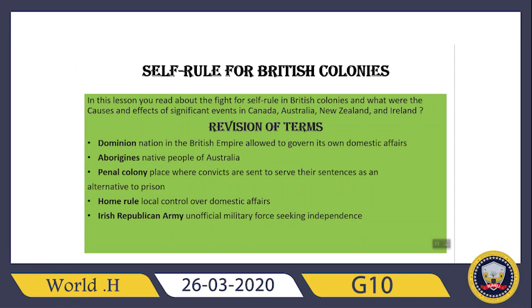Then we have Aborigines. Aborigines were the native people of Australia. Then we have penal colony. A penal colony was a place where convicts, meaning criminals, were sent to serve their sentence as an alternative to prison. It means that for their crime they were sent to these places instead of being sent to prison. Then we have home rule. Home rule means local control over domestic affairs. At the end we have the Irish Republican Army. It was an unofficial military force that was seeking independence.